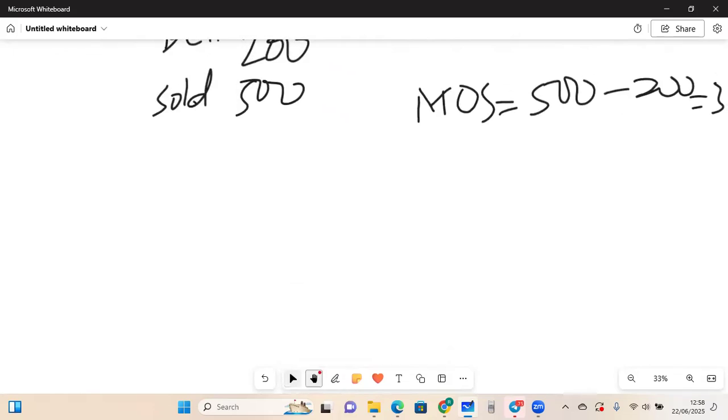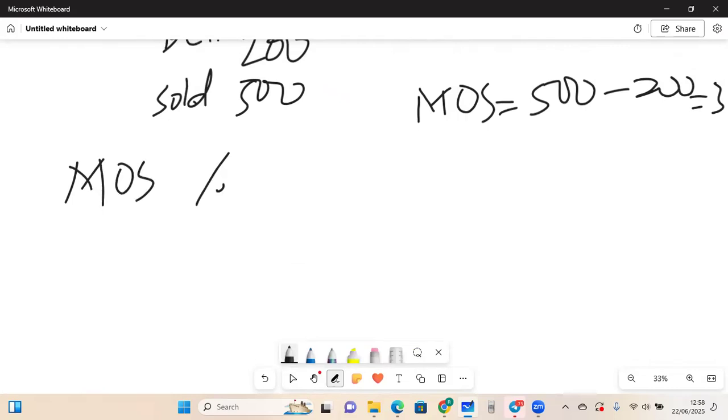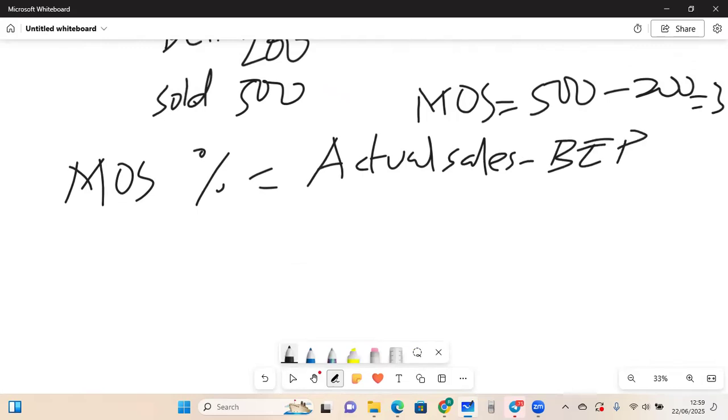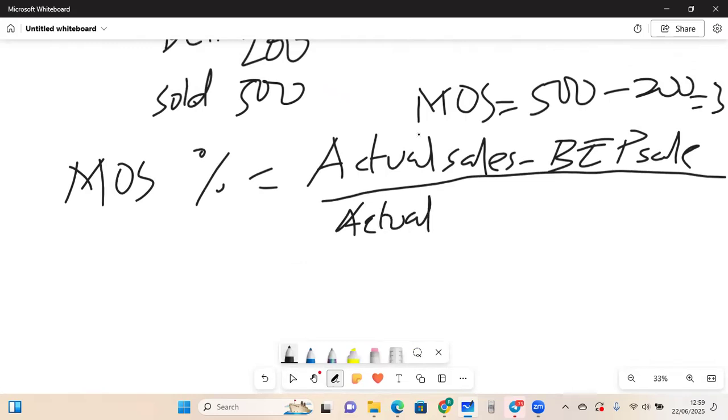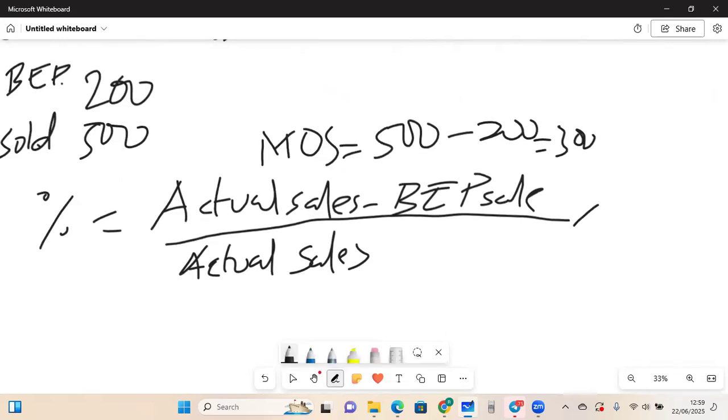So we can also have margin of safety in percentage, in case you are being asked for it. So MOS, margin of safety in percentage, is basically the actual sales minus the break-even sales, BEP sales, right? Because you want it in percentage, you divide it by actual sales. Then multiply it by 100. That's all.